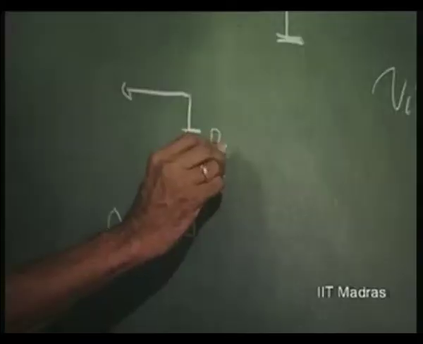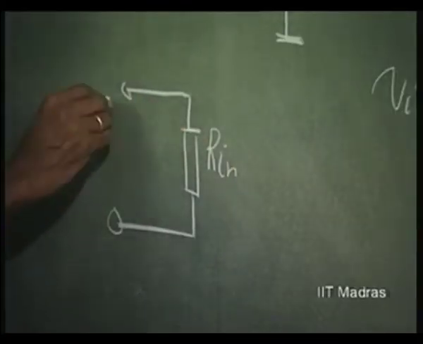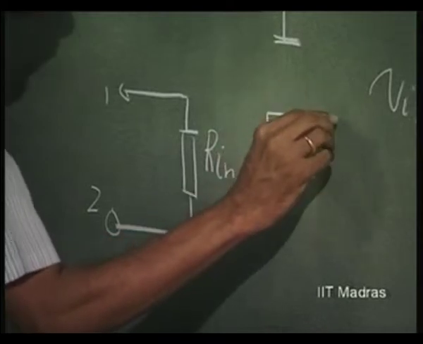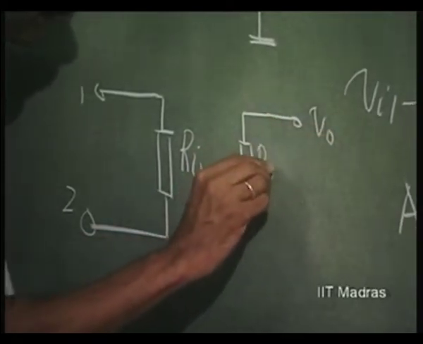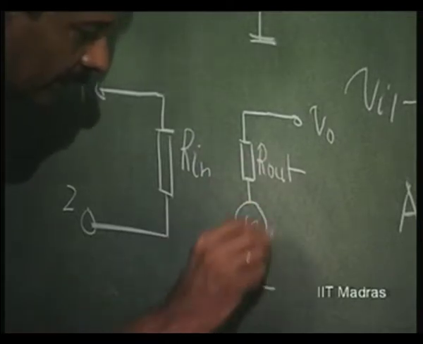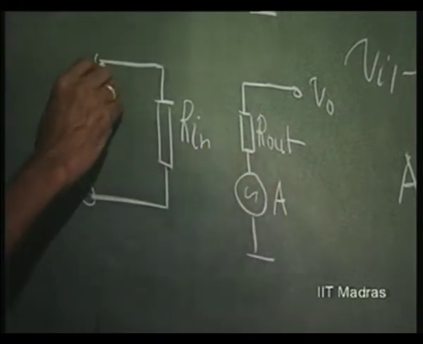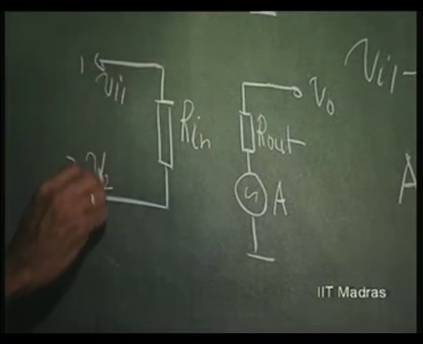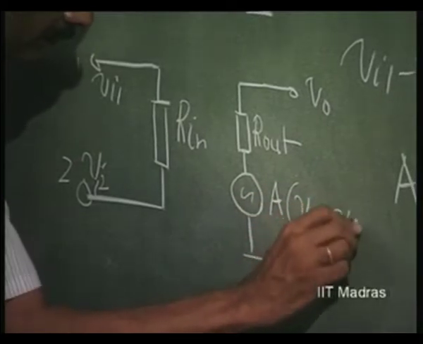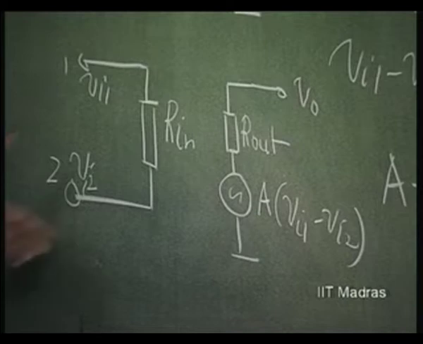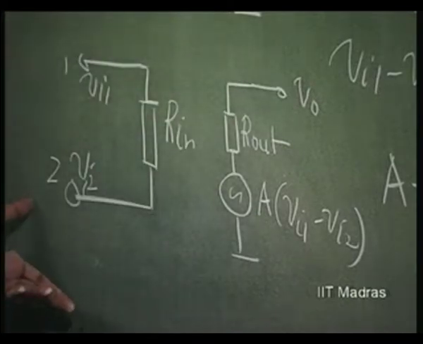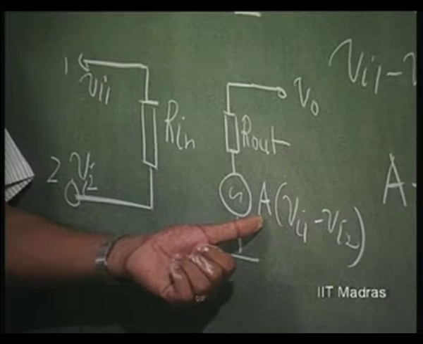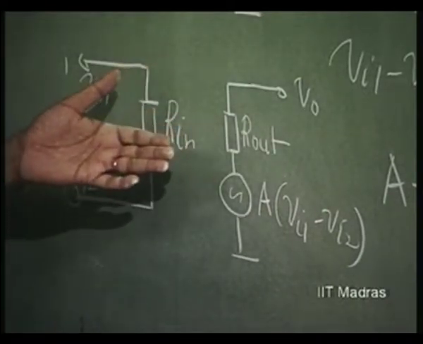Otherwise, obviously, the equivalent circuit between 1 and 2 will always have an impedance which is called Rin of the amplifier. And this is going to have an output V0, but there will be an output impedance of the amplifier, and this will be A times Vi1, Vi2. This is the equivalent circuit, which we had discussed long ago when we discussed amplifiers: input impedance, output impedance, and open circuit voltage gain. So, this is the equivalent circuit of the operational amplifier.